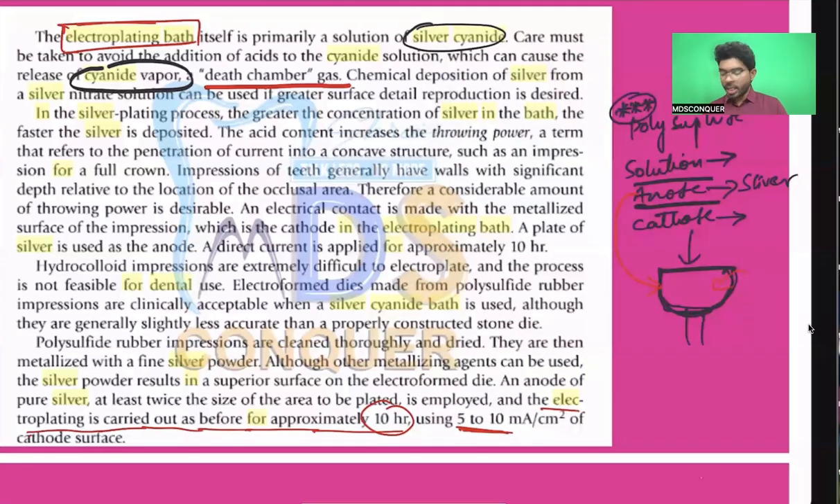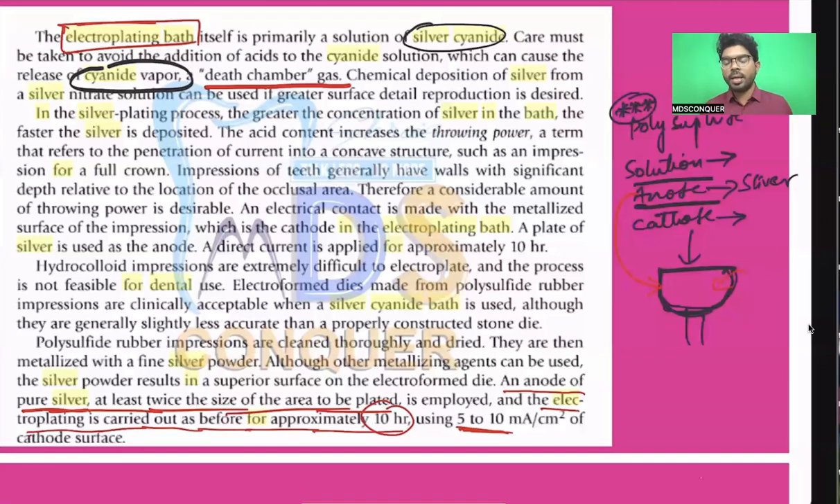One more important point I want you to make a note of: the anode of pure silver should be at least twice the size of the area to be electroplated. So how much silver you have to give should be twice the area that you are planning to electroplate on the impression material. Such an amount of silver has to be provided at the anode so that it will be deposited upon the cathode. How much time? 10 hours. How much current? 5 to 10 milliamperes per centimeter square of cathode surface.